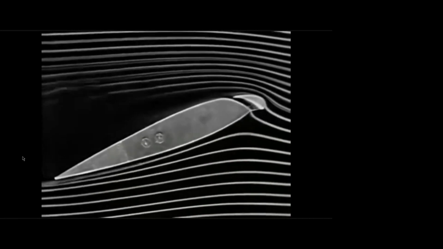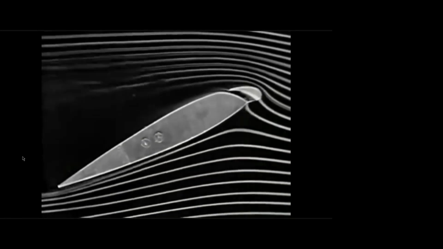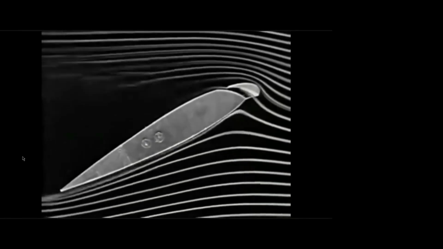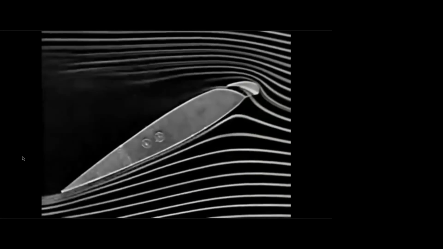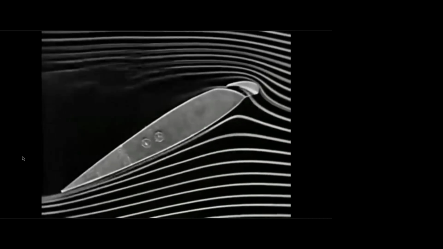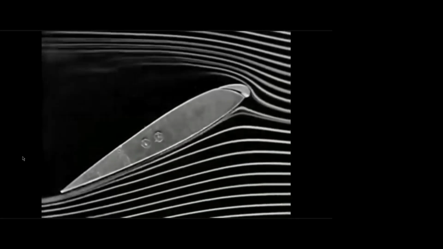Now here also you can see there is a flow through this slot, that is, the gap between the slat and the airfoil. That gap is called the slot. There is a flow through the slot, so you can see the extended attached flow on the airfoil.